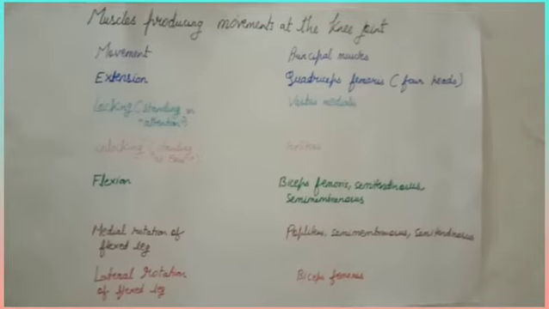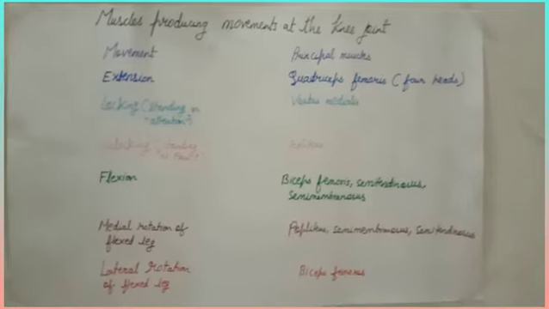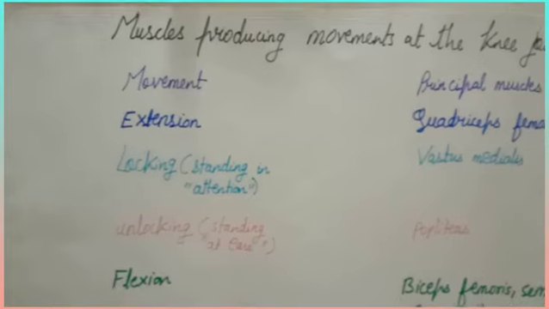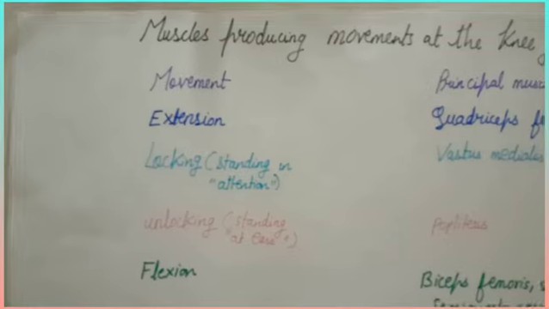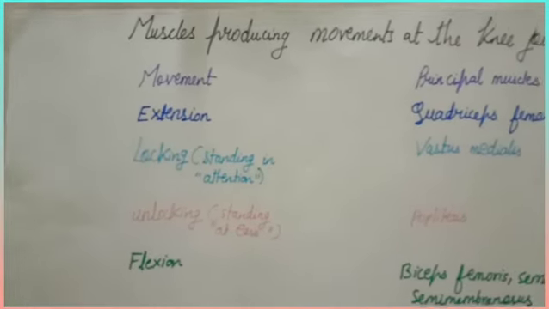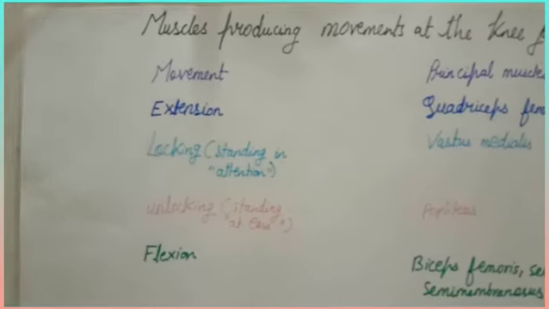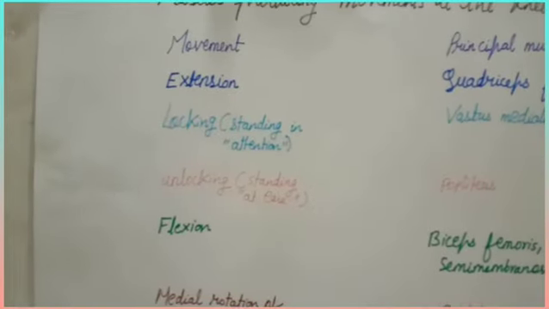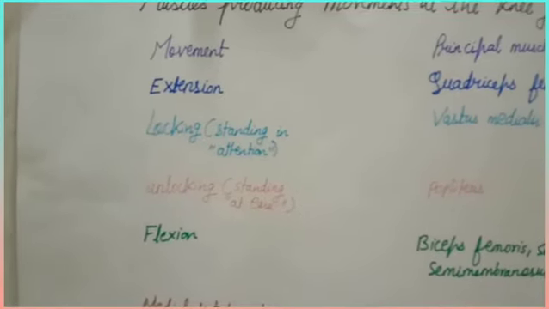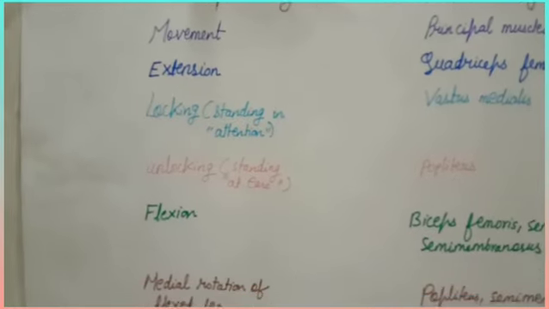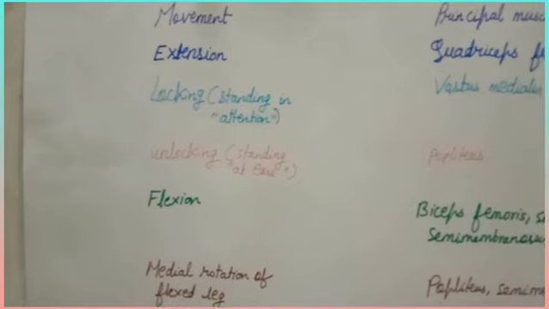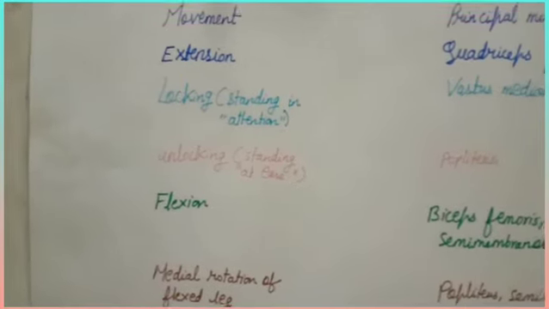Now I will explain about the movements occurring at the knee joint. First, extension. Extension occurs due to the quadriceps femoris. Second, locking. That is standing at attention. That locked position is produced by vastus medialis muscle. Third, unlocking. That is standing at ease. It is produced by popliteus muscle.